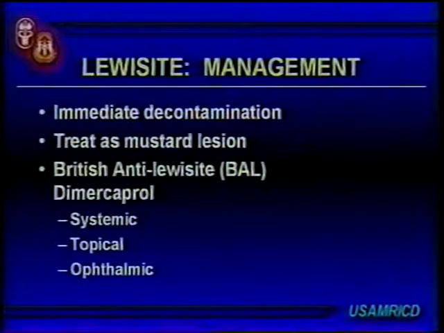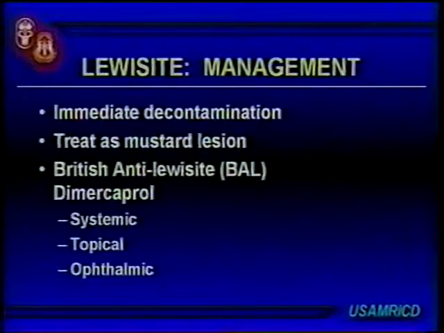Aha. There is a specific antidote for Lewisite, unlike mustard, which is totally supportive. In World War I, they came up with British anti-Lewisite, BAL, or dimercaprol. Most of the time you think of British anti-Lewisite, BAL, B-A-L, as the specific antidote against Lewisite. Remember I told you arsenic is in the molecule Lewisite. BAL is a heavy metal chelator. It chelates Lewisite, and it does work. It's also used in other heavy metal poisonings.